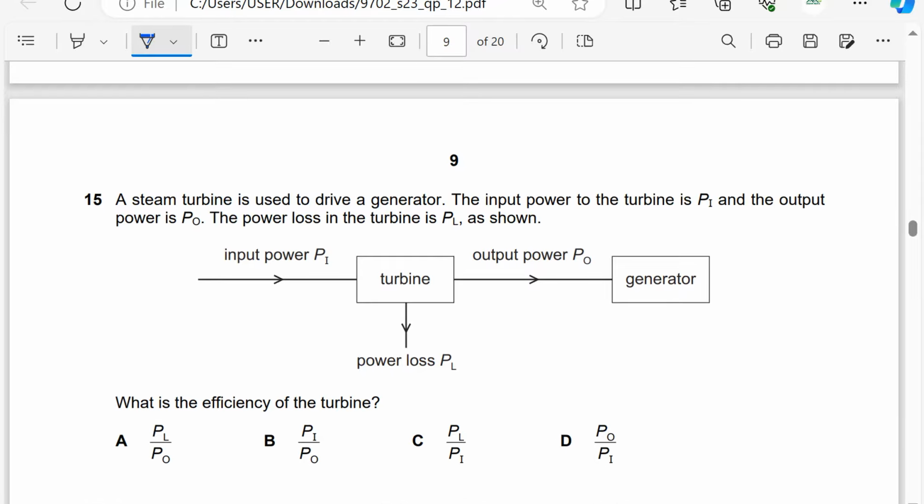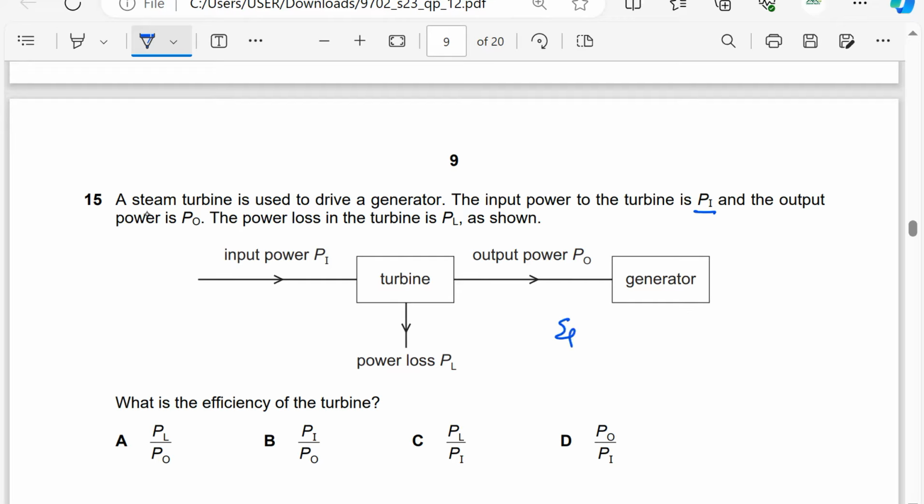A steam turbine is used to drive a generator. The input power to the turbine is Pi, and the output power is P0. The power loss in the turbine is PL as shown. What is the efficiency of the turbine? This is a past paper question.